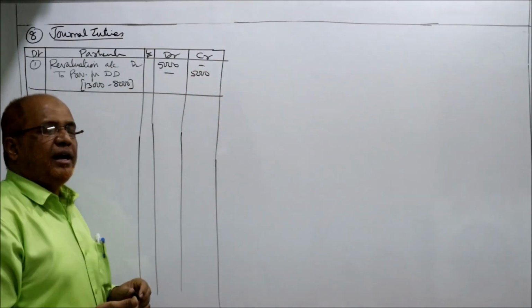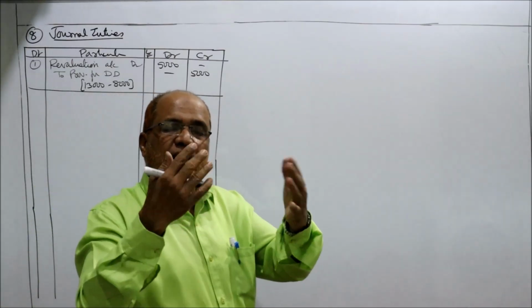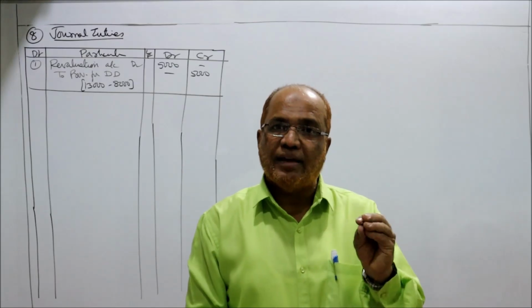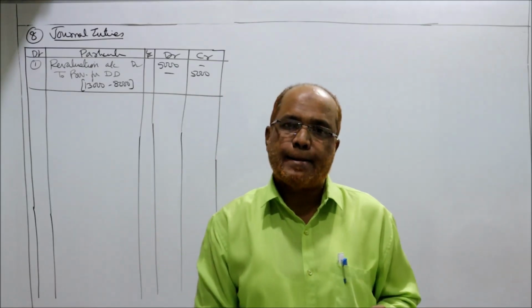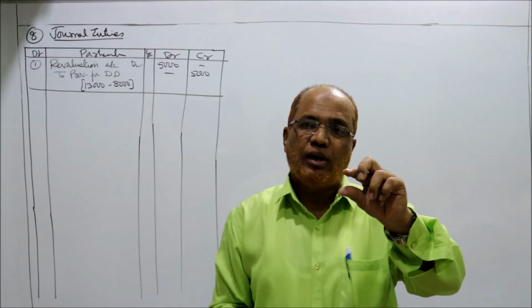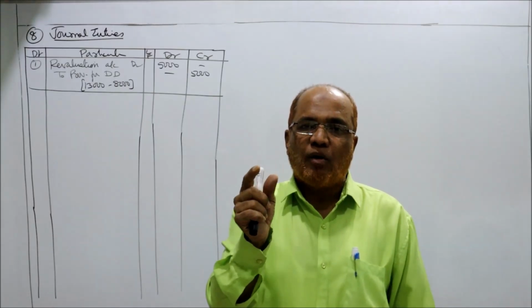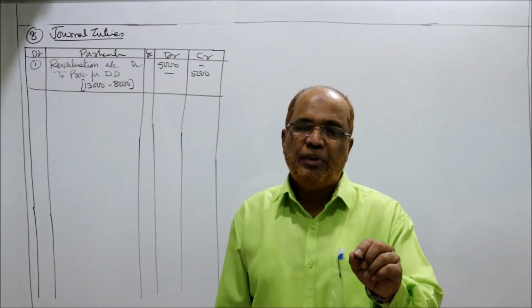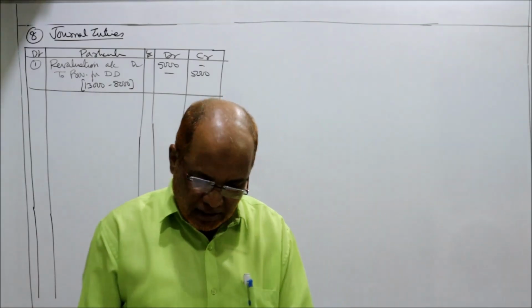पहले से बैलेंस शीट में 8,000 है, लेकिन वो बता रहा है कि 13,000 तक पहुंचा दो, तो from 8,000 to 13,000, 5,000 rupees new provision we have to make. तो एंट्री will be revaluation account debit to provision, being the provision for doubtful debts increased.